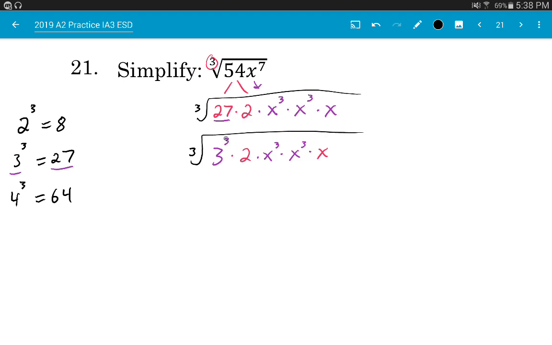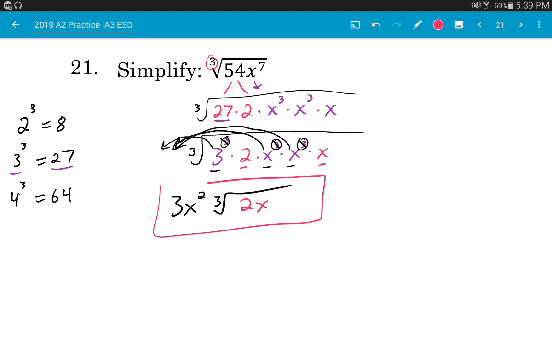But check this out. This bouncer wants 3's. He's got a 3. He's got a 3. And so does he. So the 3 and 2 of the x's are going to be able to come out. So I got 3x squared on the outside. And who's left underneath? Well, the 2 is and the x. And that's how we simplify cube roots.